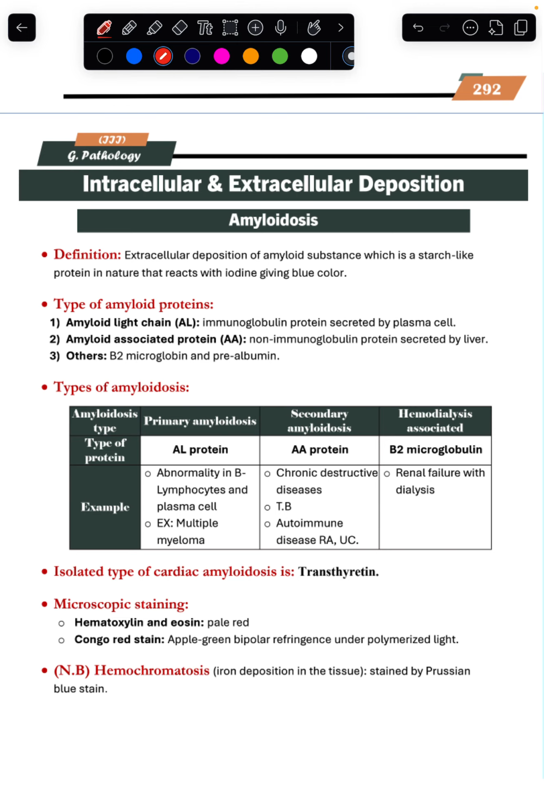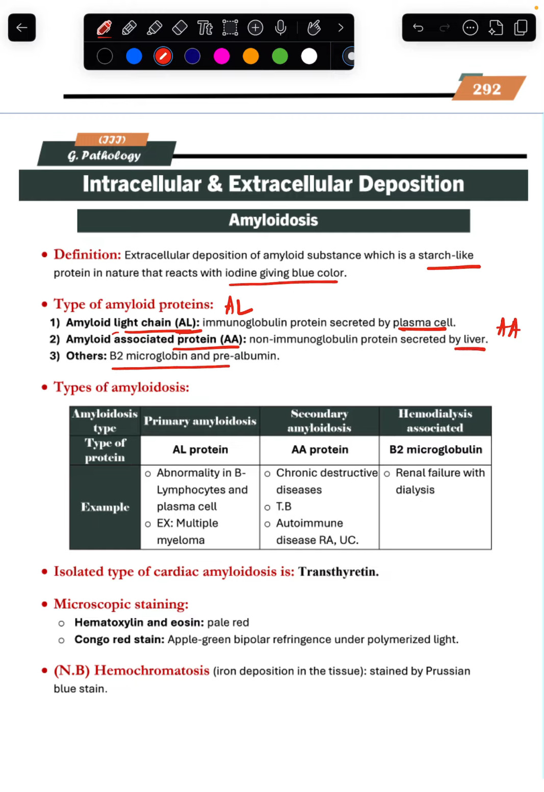Intercellular and extracellular amyloid deposition. Extracellular deposition of amyloid, a starch-like substance, reacts with iodine to give a blue color. Amyloid light chain, AL, is an immunoglobulin secreted by plasma cells. Amyloid associated protein, AA, is a non-immunoglobulin protein secreted by the liver.